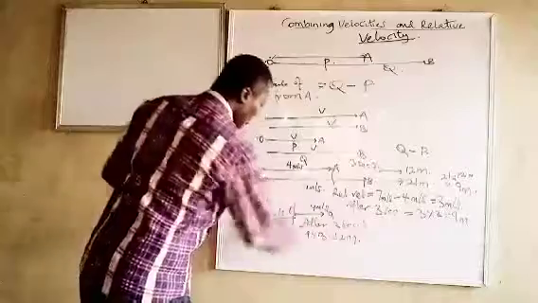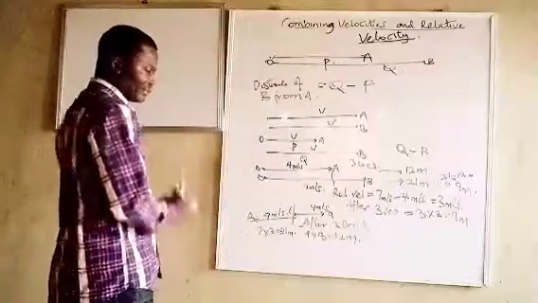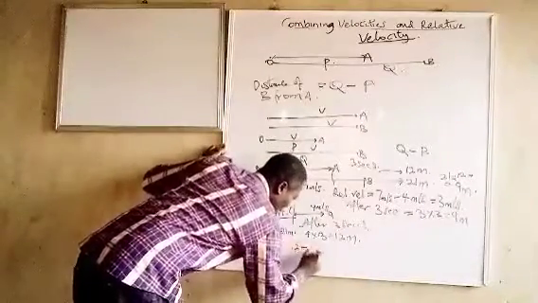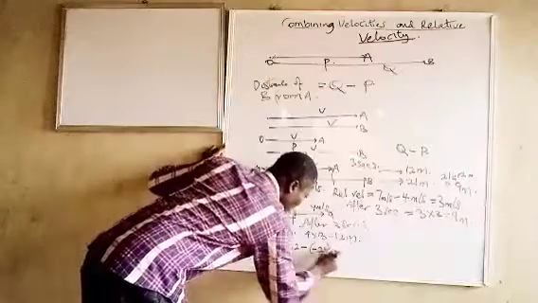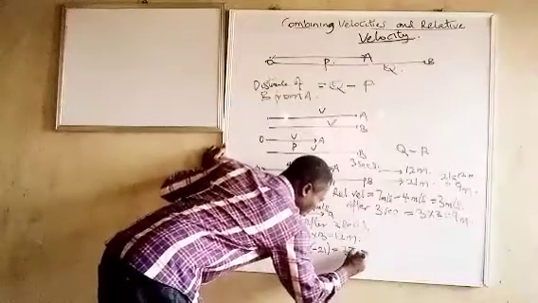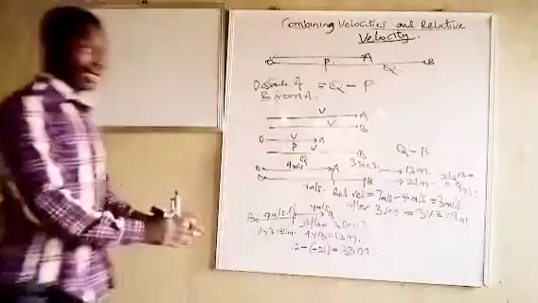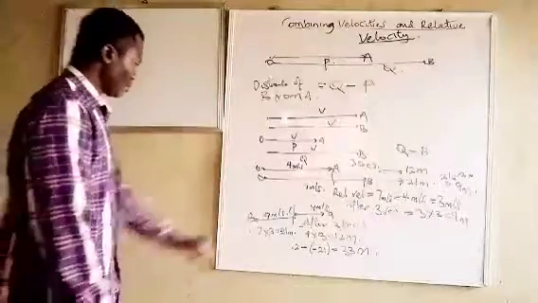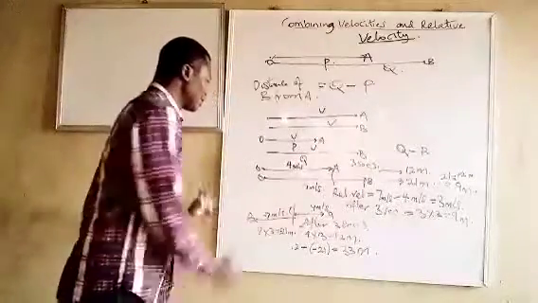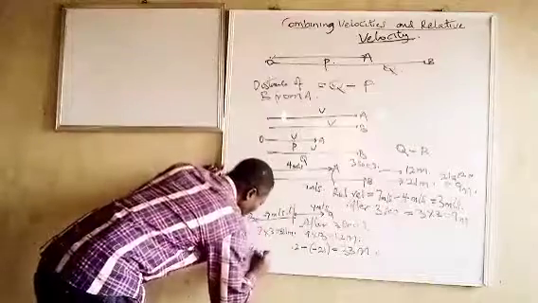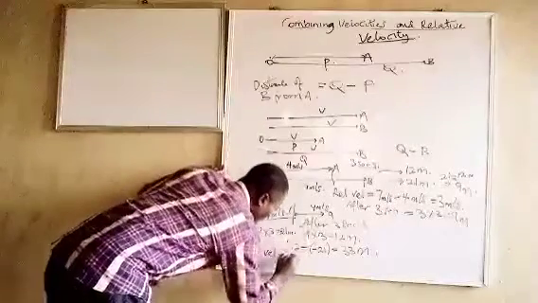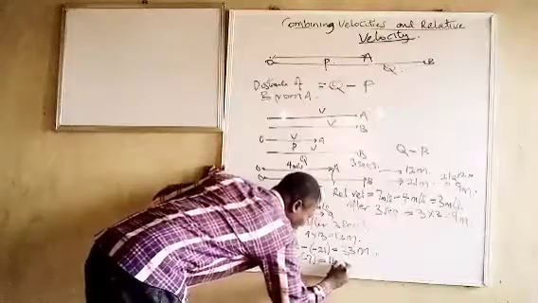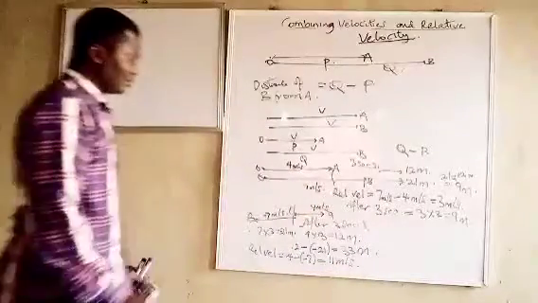Now, if you want to look at the distance between the two of them, you will say 12 plus 21, which is equal to 33 meters. Can you see now? Now, if you want to go by relative velocity, the relative velocity is going to be 4 plus 7, which is equal to 11 meters per second.